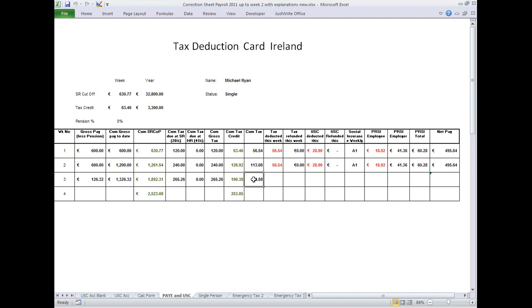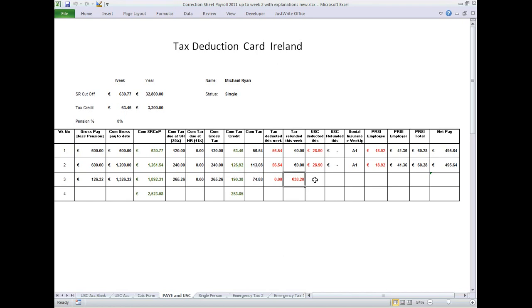Now this is where it is a little bit different. So year to date he owes the taxman €74.88, but he has already paid the taxman €113.08. So now the taxman is going to give him a tax refund this week, and the refund is going to be 113 less that. So the figure here we can see is going to be 0, and here we can see the refund there is 38.20.